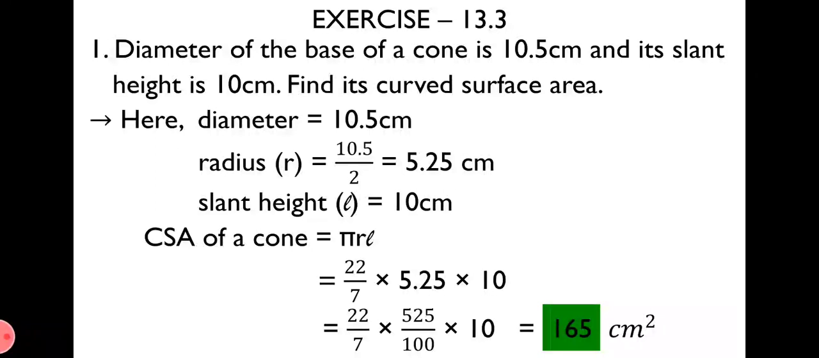Now we can cut the zeros, and 525 will be cut with 7, and then whatever numbers are remaining, when we multiply we get the product 165. Therefore curved surface area of a cone is 165 centimeter square.